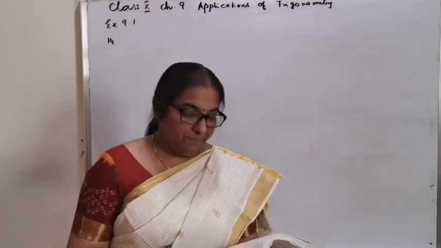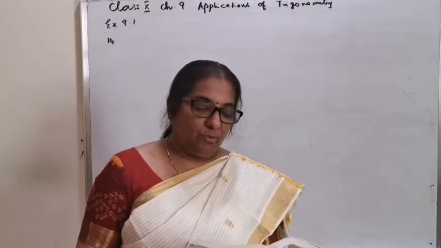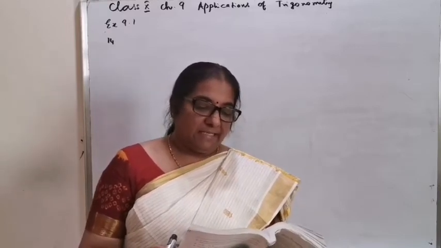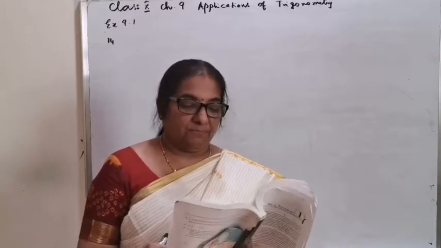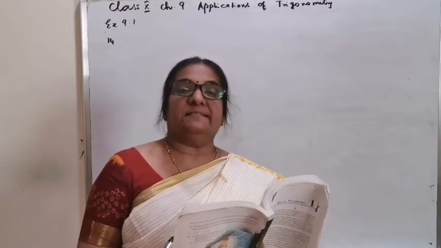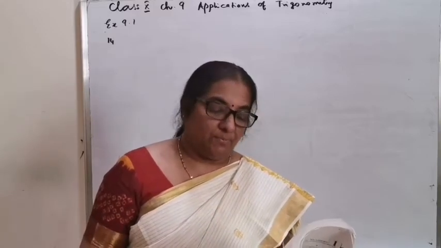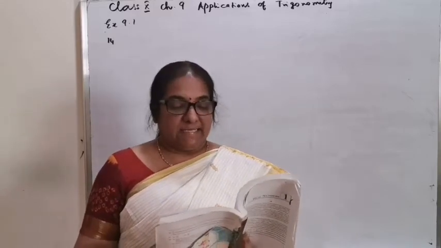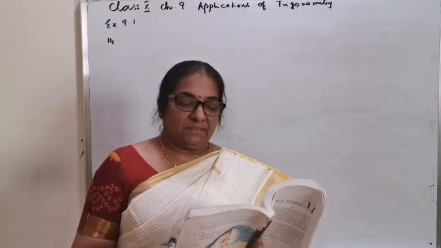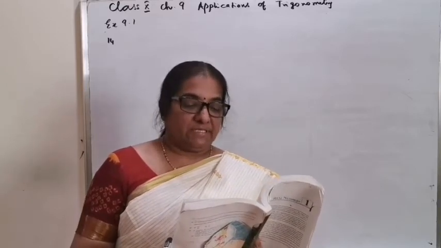Question number 14. A 1.2 meter tall girl spots a balloon moving with the wind in a horizontal line at a height of 88.2 meter from the ground. The angle of elevation of the balloon from the eyes of the girl at any instant is 60 degree. That means in the first position, she is observing the balloon at an angle of elevation of 60 degree. After some time, the angle of elevation reduces to 30 degree. Find the distance travelled by the balloon during this interval.